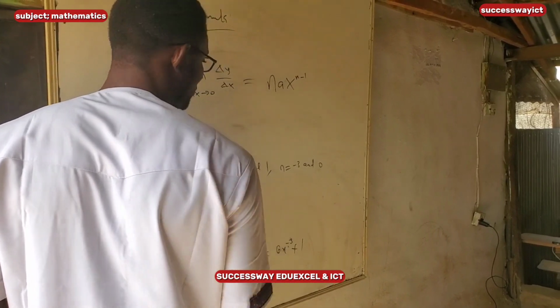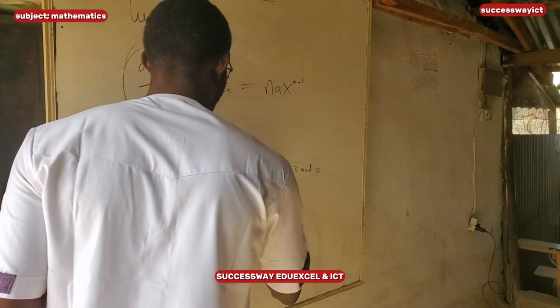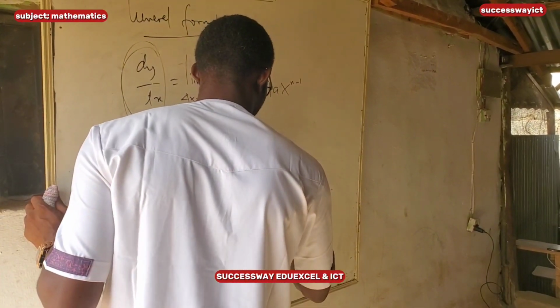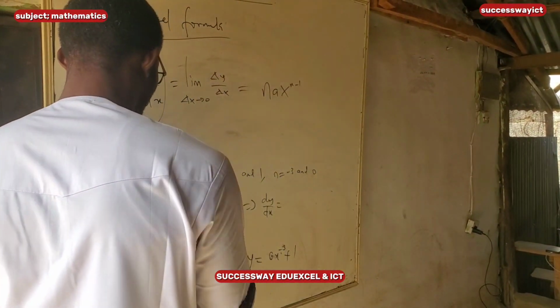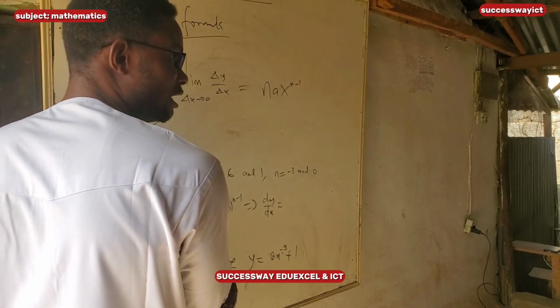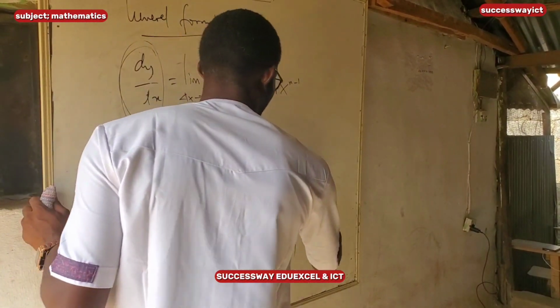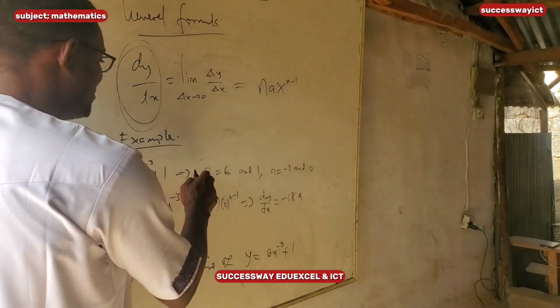0 minus 1. Now, this implies that dy dx is equal to minus 3 times 6, which is what? Minus 18 x to the power of minus 3 minus 1.